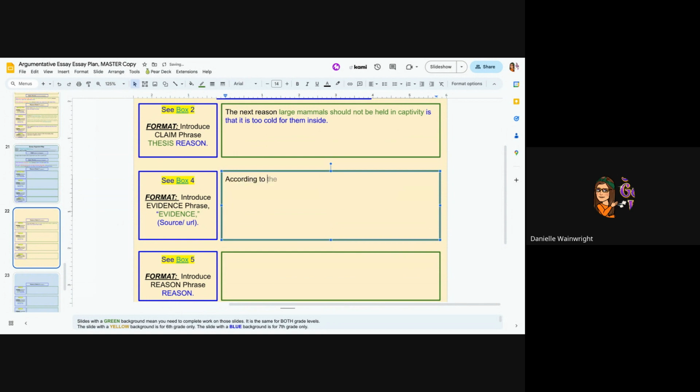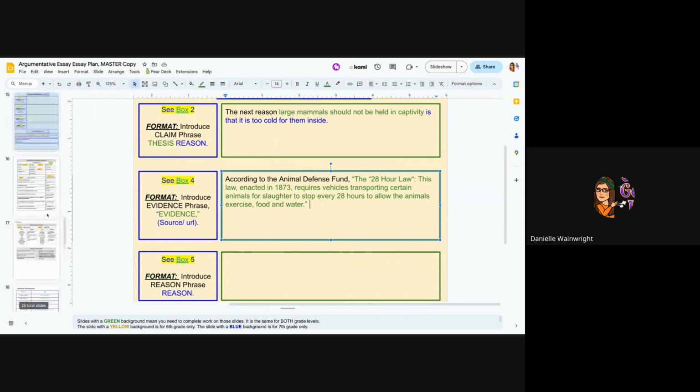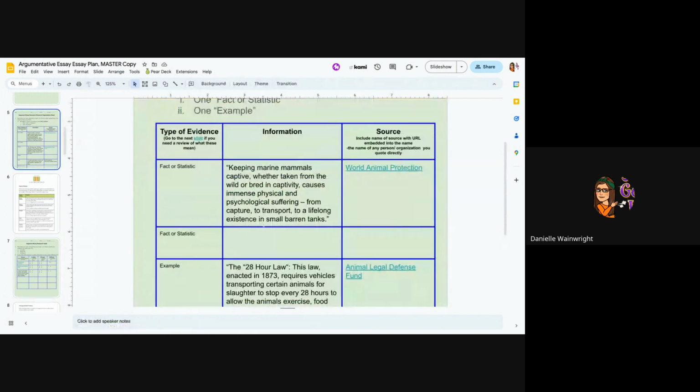According to the Animal Defense Fund, and then you put a comma and put your quote. Notice that this needs to be in green, so I'm going to go make it green, right? My evidence. And I need my source to be in blue, and I need to put the URL in there. Also, I'm going to double check that that's the name of that source because I'm not 100% sure.